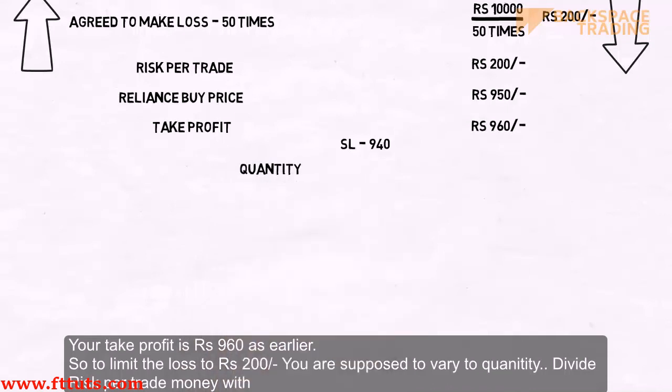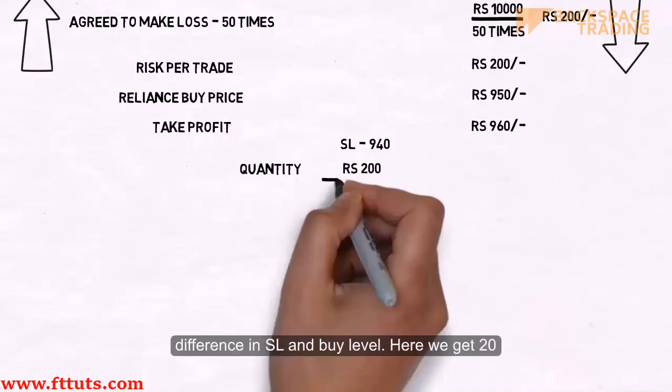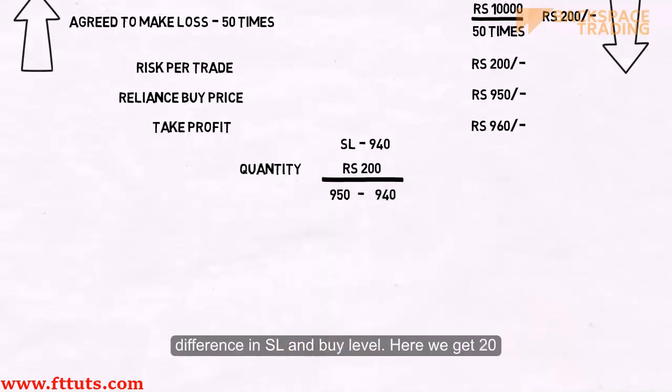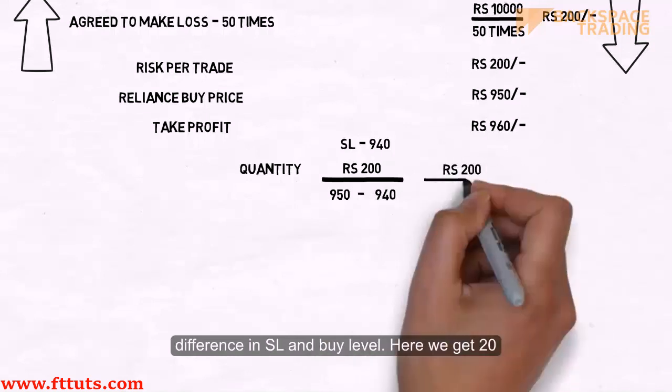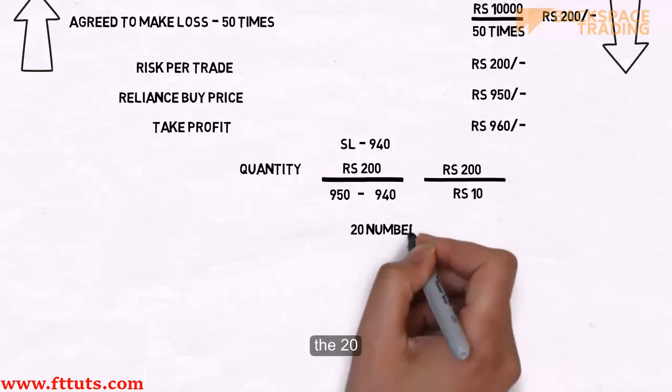To find the quantity, divide risk per trade money by the difference between the stop loss level and the buy level, which is 950 minus 940. Here we get the answer as 20. 20 is the number of shares that we can purchase. See, 20.